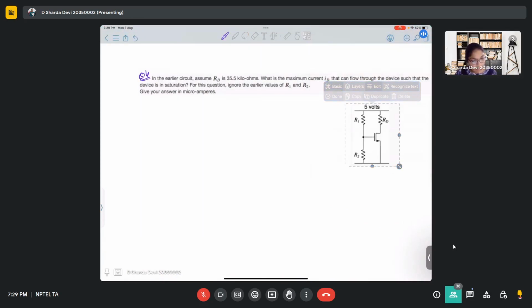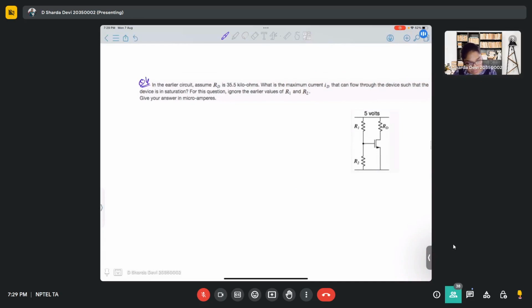In the same circuit, it is given that your RD has been changed to 35.5 kilo ohms. What is the maximum current that can flow through the device such that the device is in saturation? For this question, ignore the earlier values of R1 and R2.